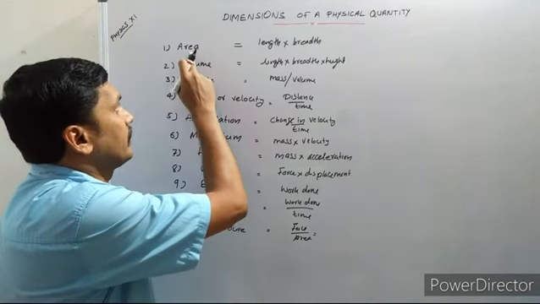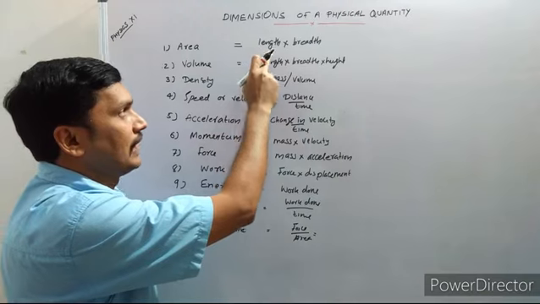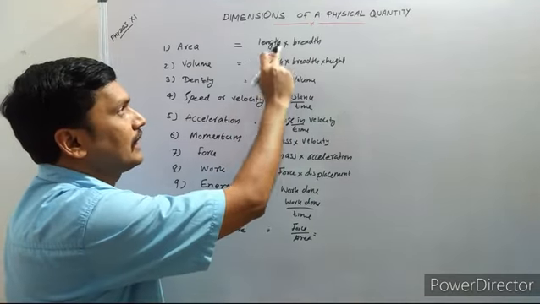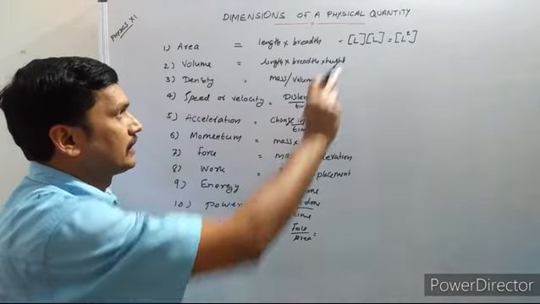One is area. You know that area is equal to length into breadth. Length and breadth are both length measurements. So we can write the dimension of area as L into L, which is L raised to 2. So the dimension of area is L raised to 2.